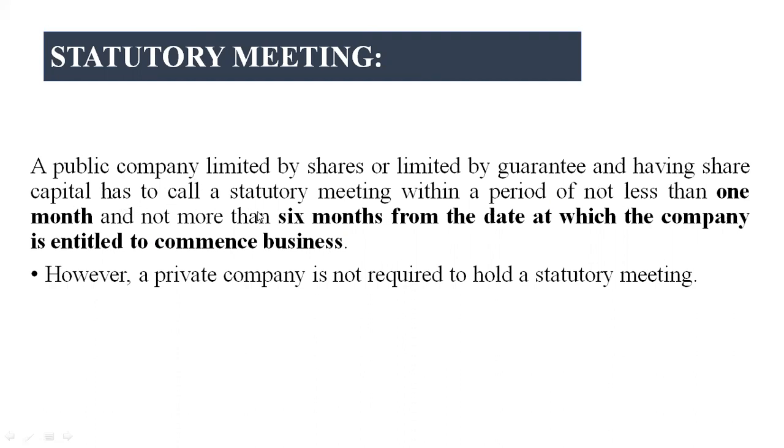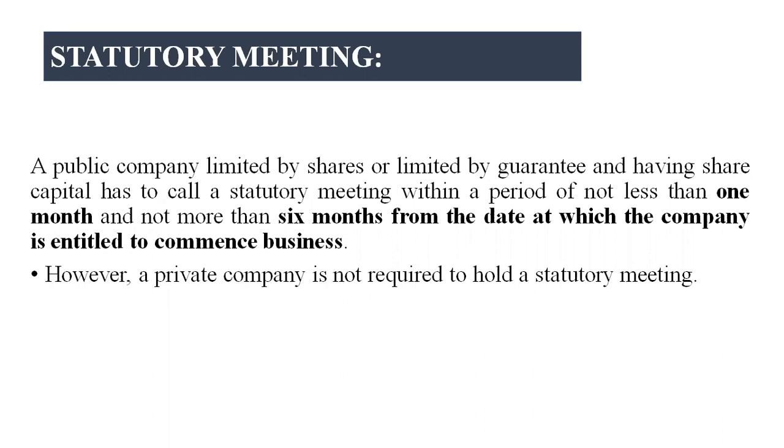share capital, and has to call a statutory meeting within a period of not less than 1 month and not more than 6 months from the date at which the company is entitled to commence business. It means the company, after passing all 4 stages of formation of a company, as you learnt in the earlier videos: the promotion stage, the incorporation stage, third the capital subscription stage, and the last one is the commencement stage. In the commencement stage, it prepares everything and processes, and it gets a certificate, that is the commencement certificate from the registrar of companies.